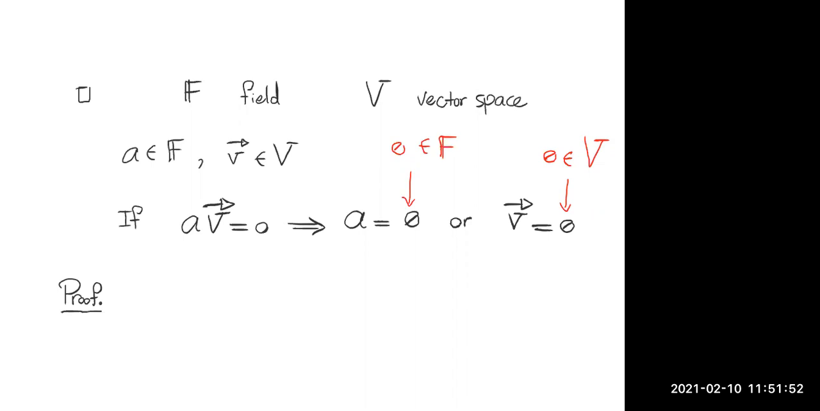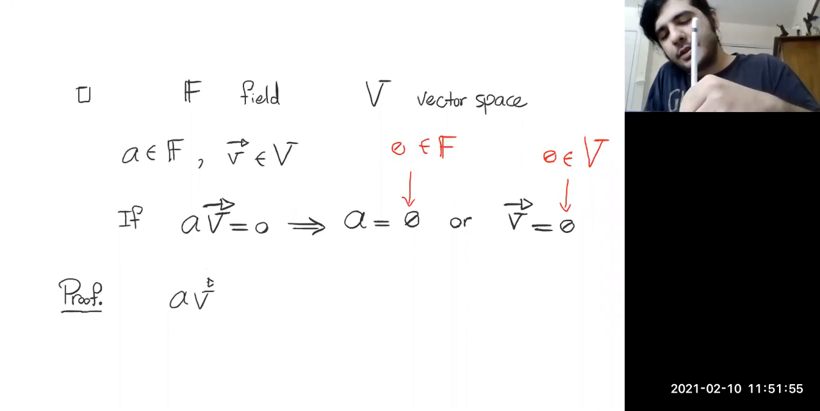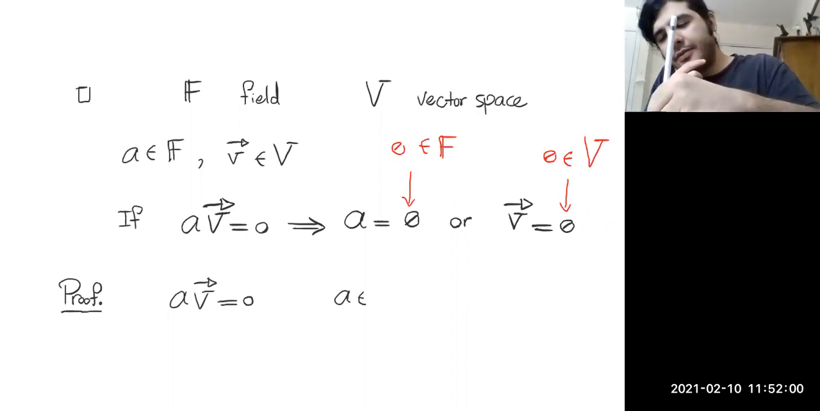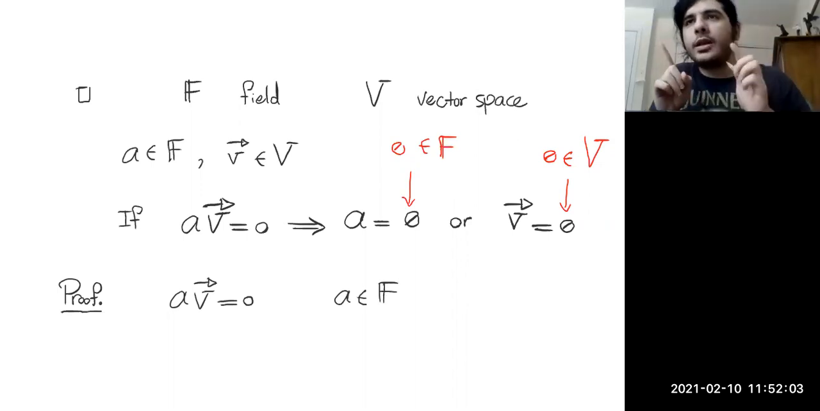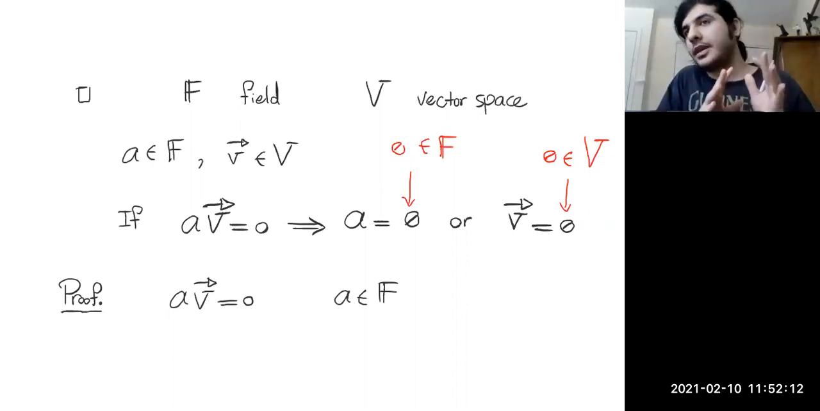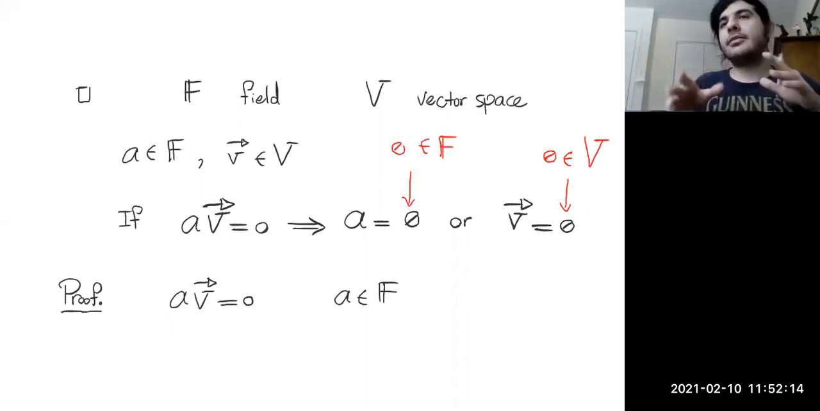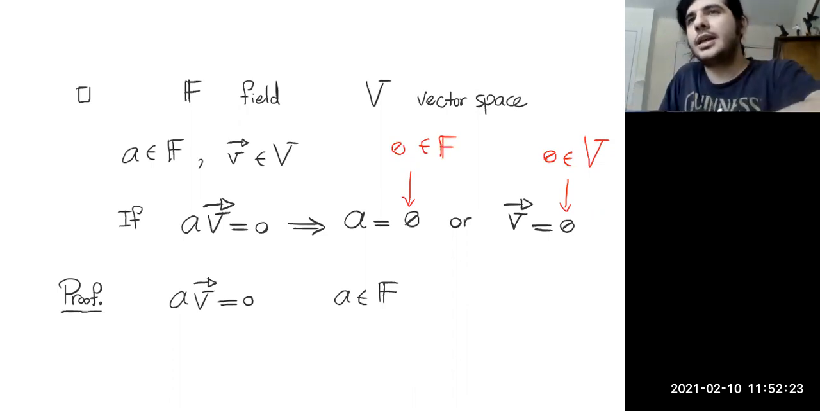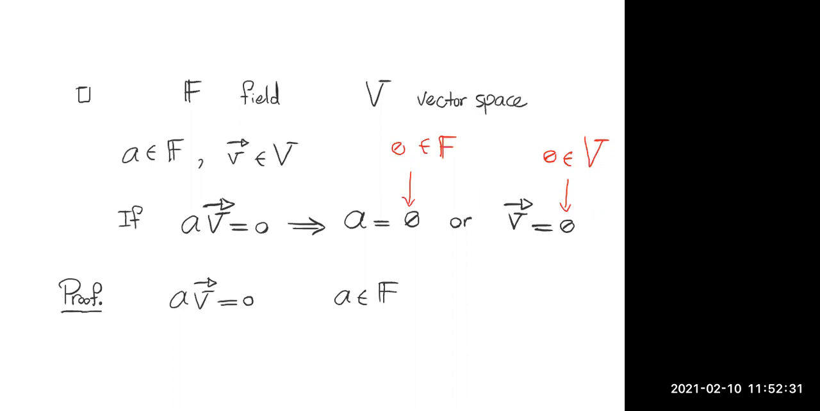So we have A times V is equal to 0. Look at A. A is an element of the field. We know something about the elements of the field. Think about the definition of the field. Almost every element of the field has a multiplicative inverse, but not exactly every element. Do you remember which elements of a field have a multiplicative inverse? You can just say it. Every element besides 0?